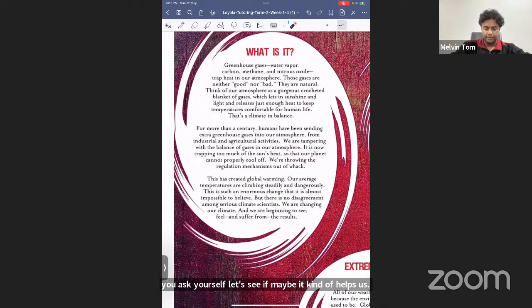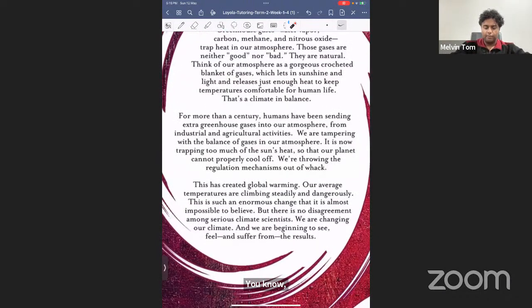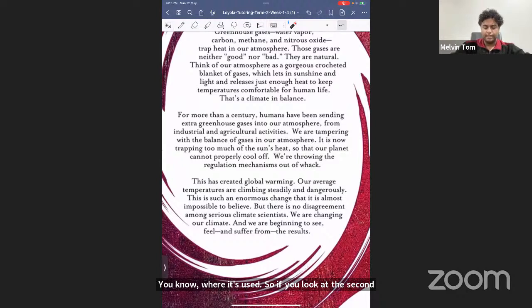where it's used. So if you look at the second passage, it says, for more than a century, humans have been sending extra greenhouse gas into the atmosphere from industrial and agricultural activities. We are tampering with the balance of gases in our atmosphere. It is now trapping too much of the sun's heat so that our planet cannot cool off properly. We're throwing the regulation mechanism out of whack.